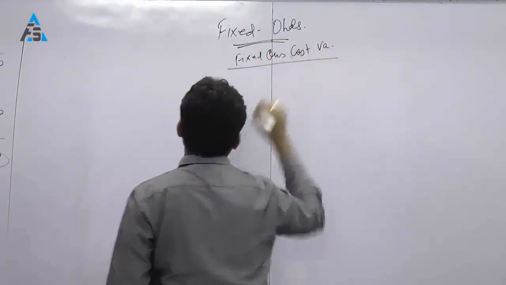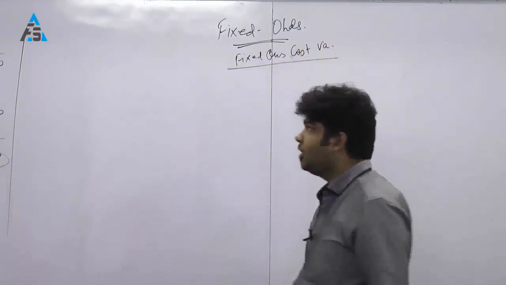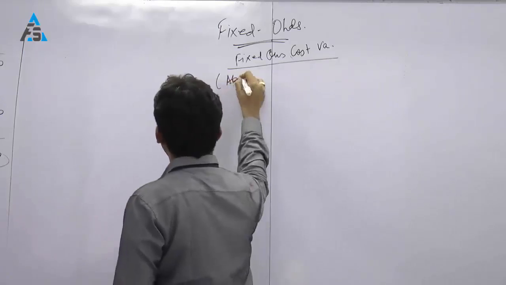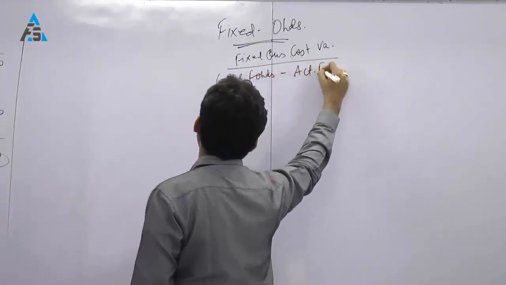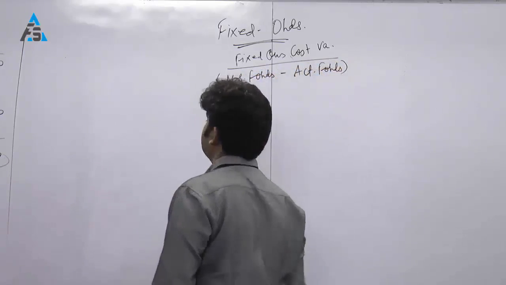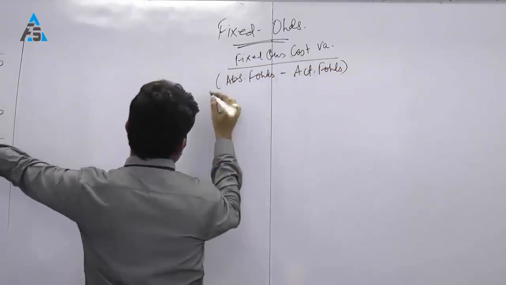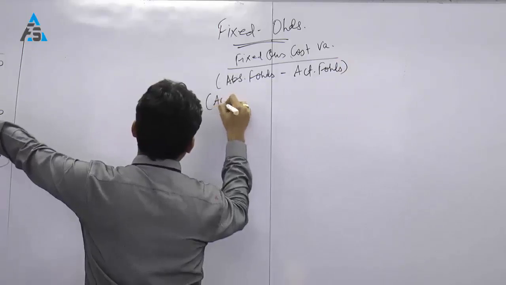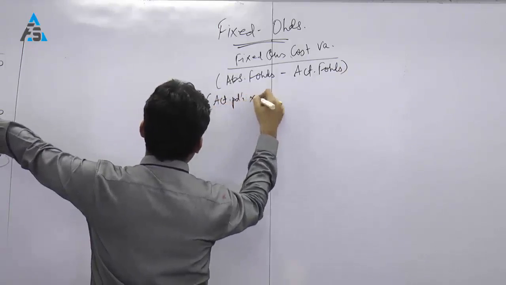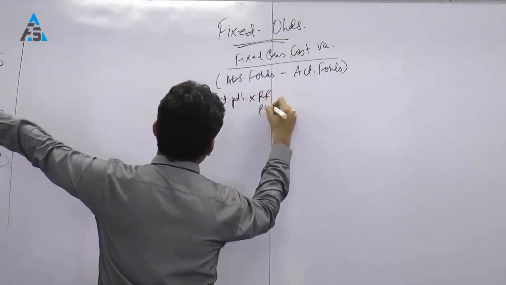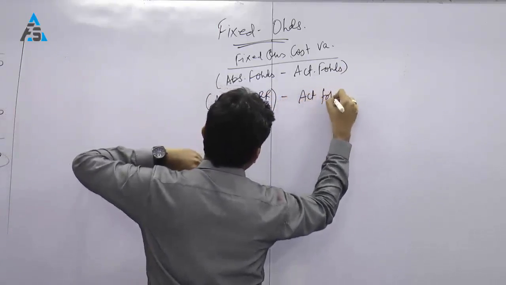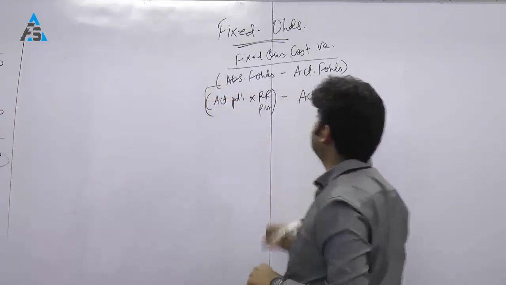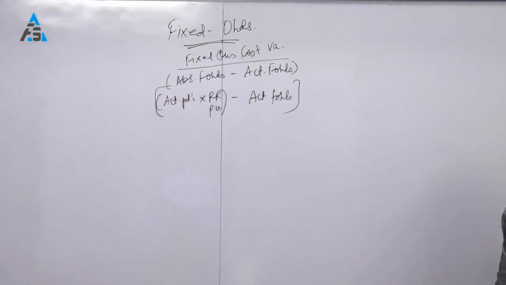What is fixed overheads cost variance? Conceptually it is absorbed fixed overheads minus actual fixed overheads. What are absorbed fixed overheads? Absorbed fixed overheads are actual production multiplied by recovery rate per unit, minus actual overheads. This is basically my fixed overheads cost variance.